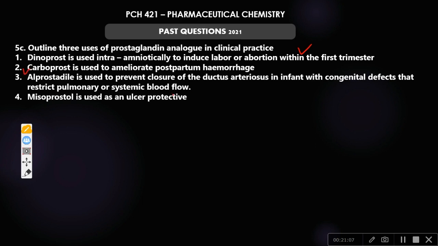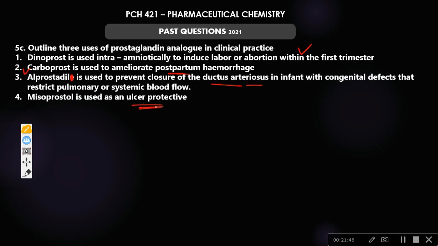It's also an abortifacient, but it ameliorates postpartum hemorrhage. That means bleeding after giving birth. It's also used to ameliorate it. Alprostadil, supposed to be PGE1, is used to prevent closure of the ductus arteriosus in infants with congenital defects. You see in our note, I can still remember the exact words they used then. They said alprostadil is used to maintain the patency of the ductus arteriosus in infants with congenital defects that restrict pulmonary or systemic blood flow. Then misoprostol is used as what?